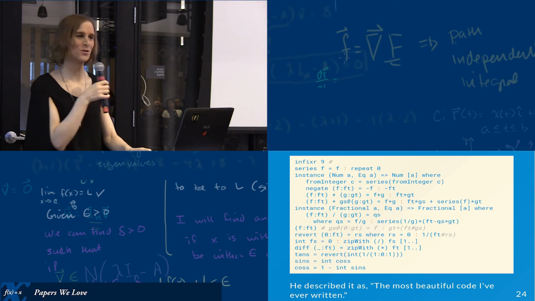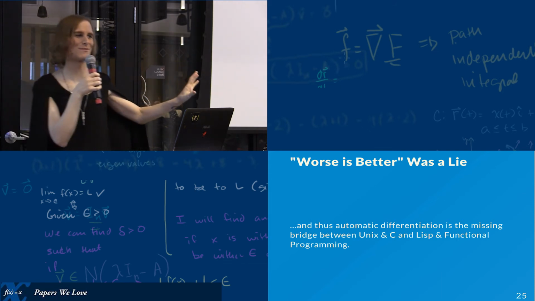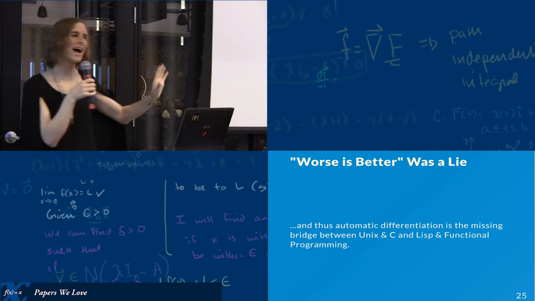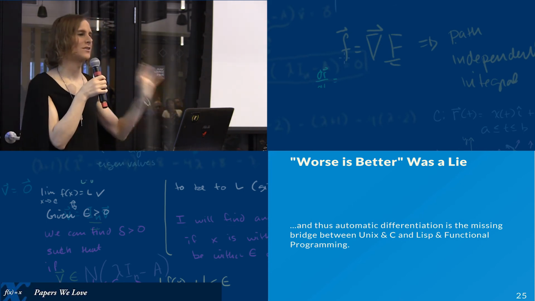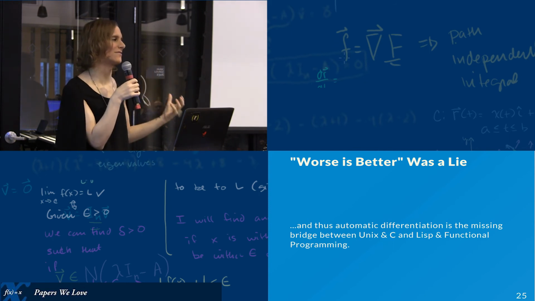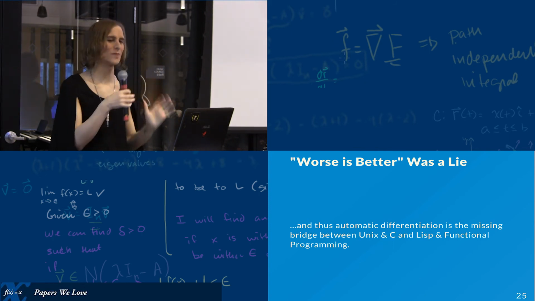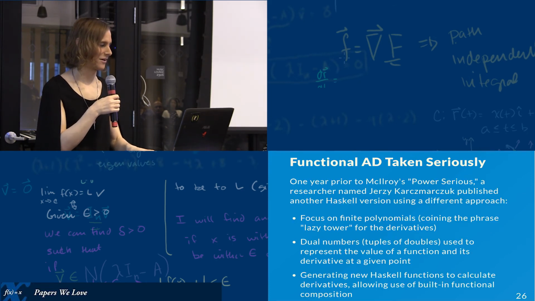So the conclusion of this, if you've read Worse is Better by Richard Gabriel, is that it's bullshit. That's one of the arguments I want to make here: there is not a stark division between Unix and C and Lisp and functional programming. They're very much coming out of the same thing. And the people actually involved in them in the 70s didn't see it that way. I mean, there were maybe some interpersonal issues, but they're very much conceptually related.